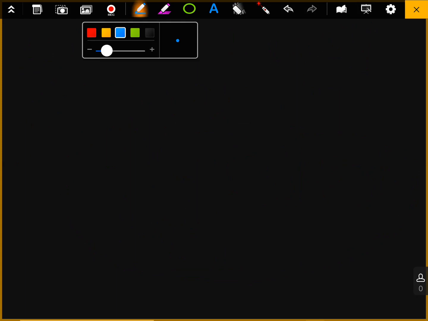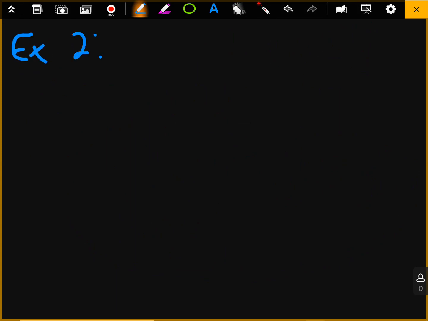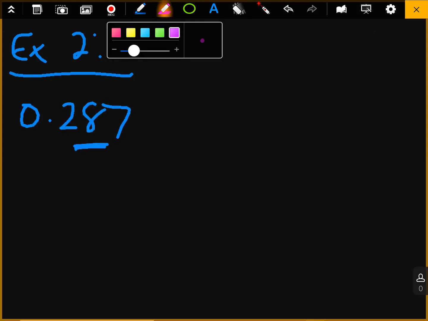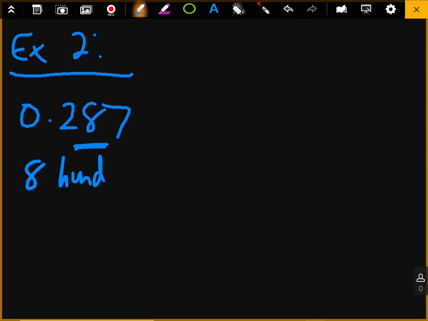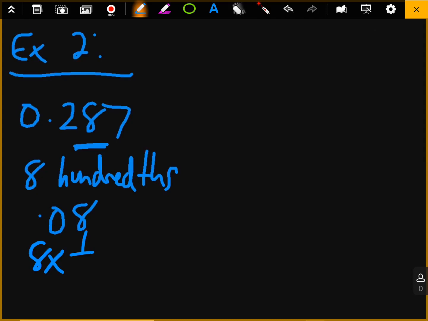Let's say they're going to ask us, which they will, what is the value of the underlined digit? Okay? So if I'm saying what's the value of 0.287, and I say tell me what the 8 is. Well, it's going to be 8 hundredths, right? Because it's in the hundredths place. Or 0.08, or 8 times 1 over 100.